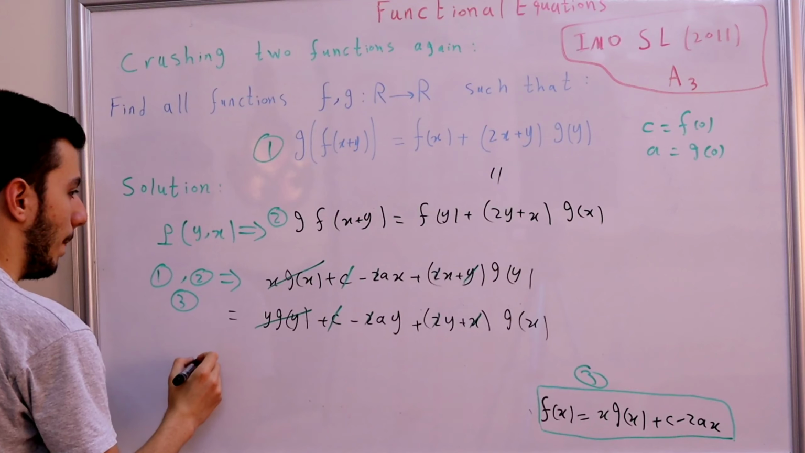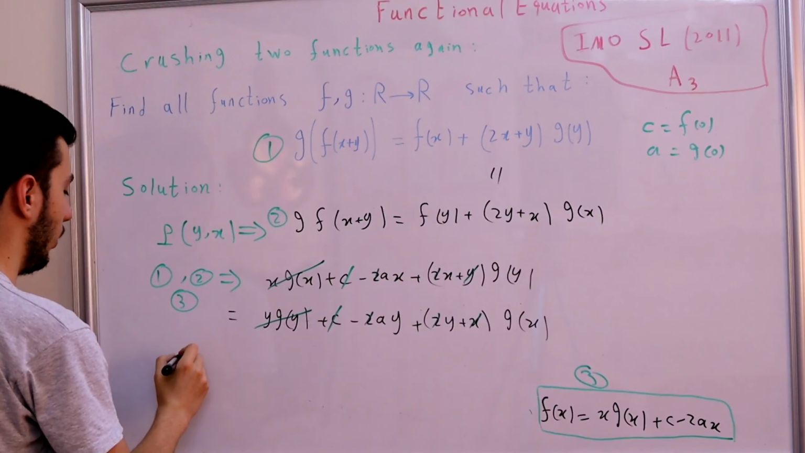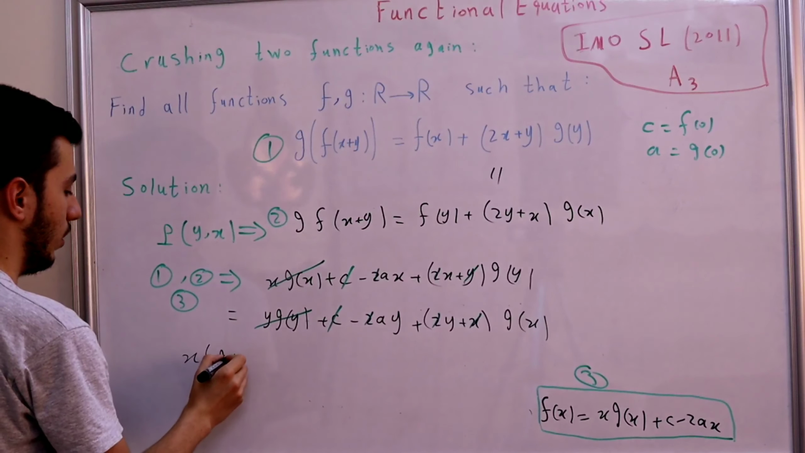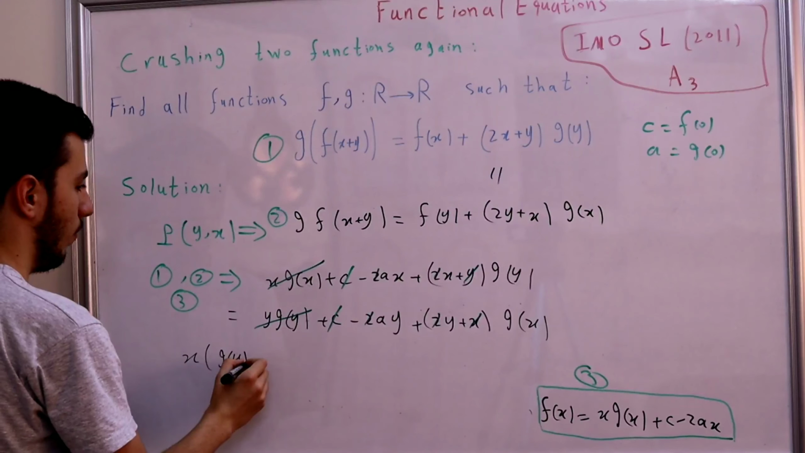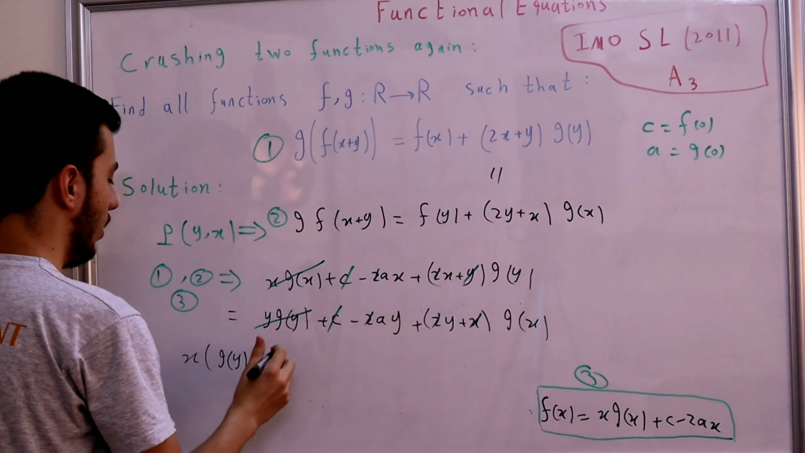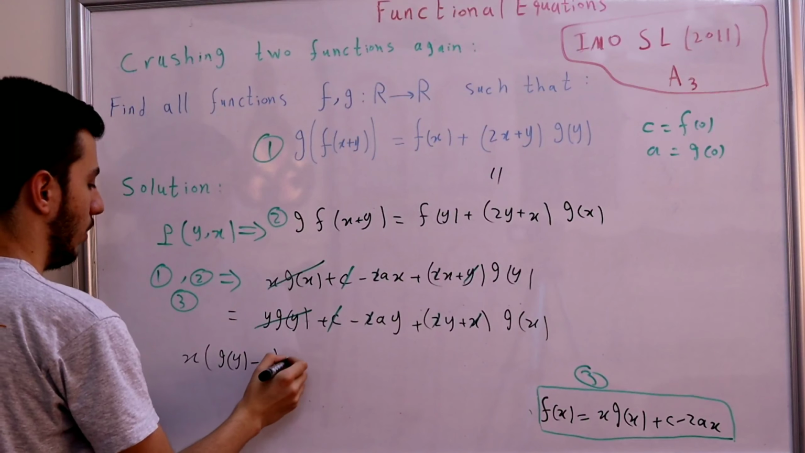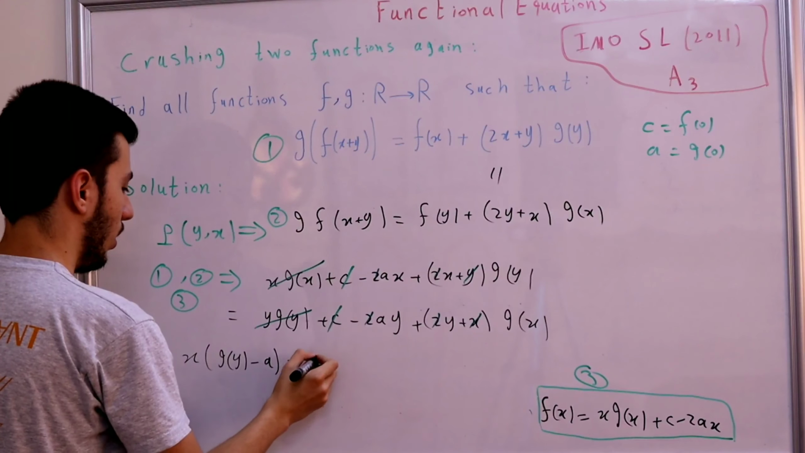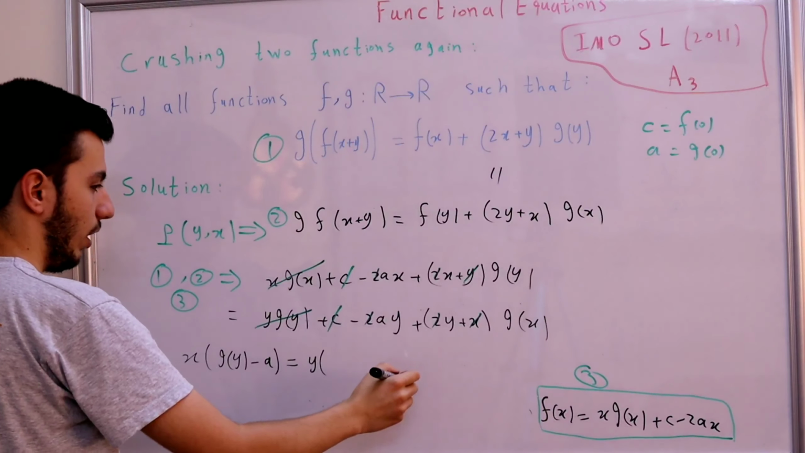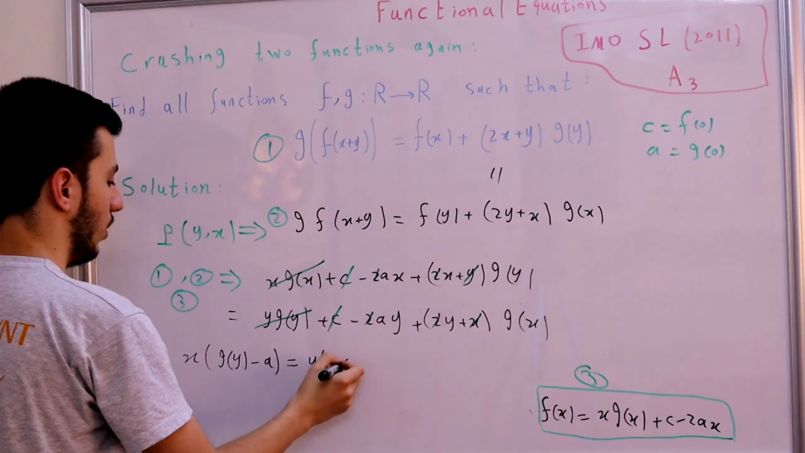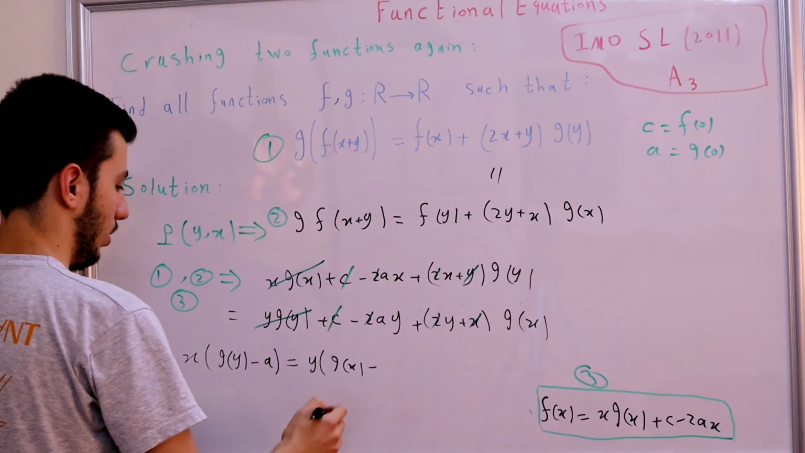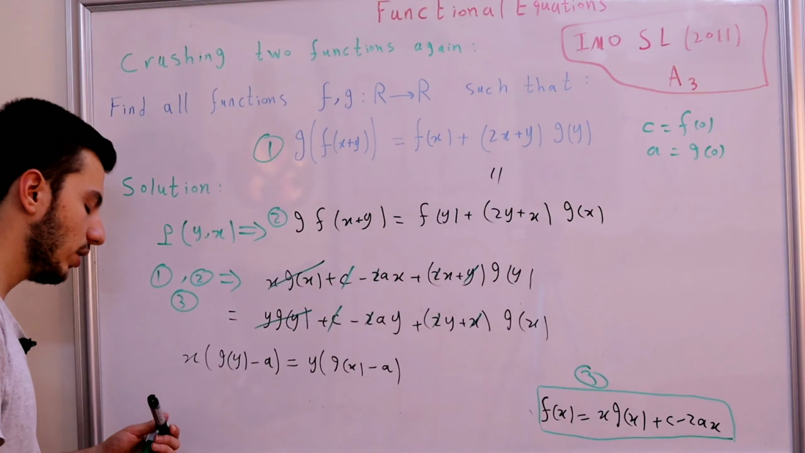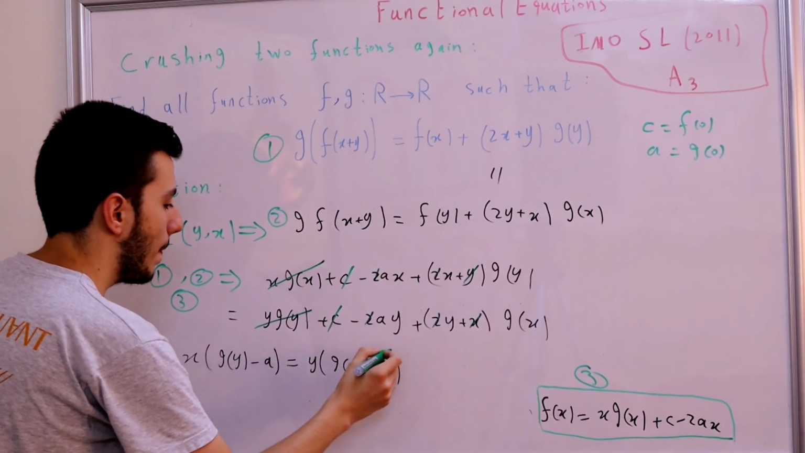It is simply, I can take x as a common factor, and this will be x times g(y) minus a, is equal to, again I can take y as a common factor from the right hand side, and this will be y times g(x) minus a. Great. So now I have this simple functional equation.